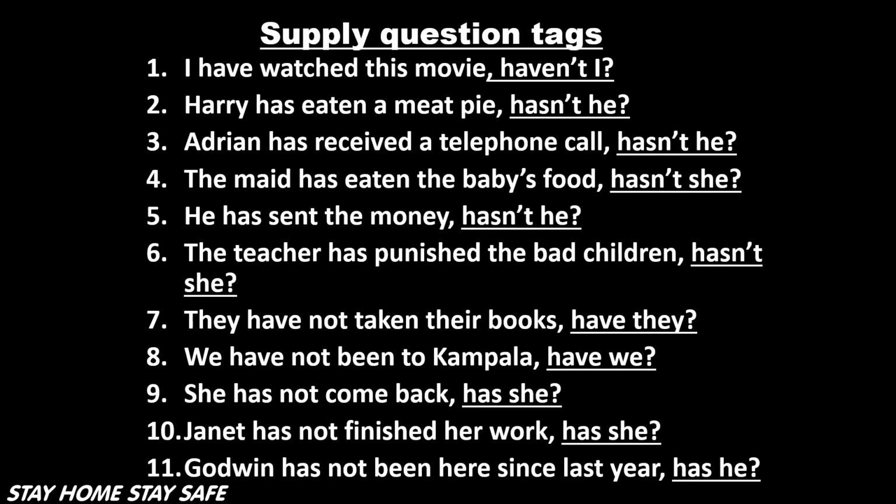So there, all those statements were in affirmative. That's why the question tags are in negative. The teacher has punished the bad children, hasn't she?